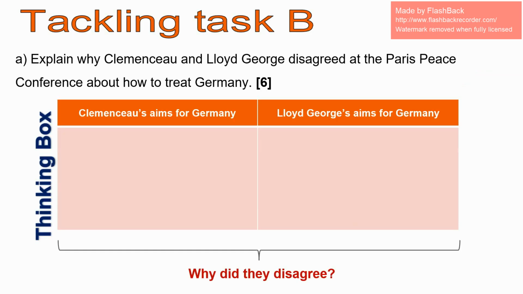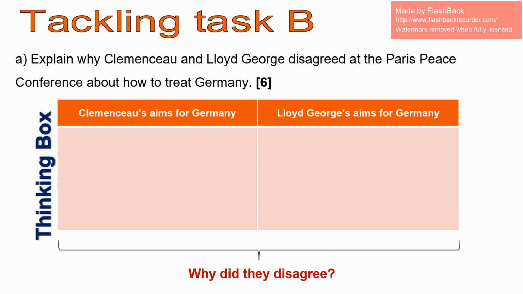So how do we tackle a task B? An example of a task B would be: explain why Clemenceau and Lloyd George disagreed at the Paris Peace Conference about how to treat Germany. I'm not going to go into a lot of detail about who Clemenceau and Lloyd George were because you should know it, and if not, you're probably going to study it.